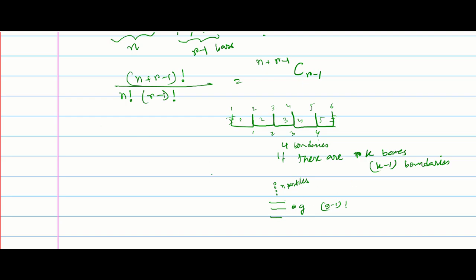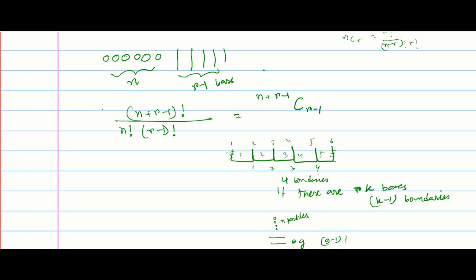So now let's again go back to this one. What does it mean to count the number of ways? We can say arrange these objects like this.